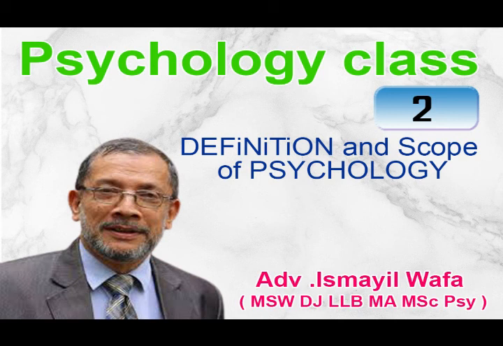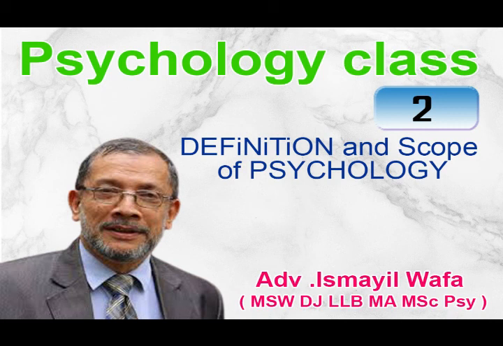Whenever we learn anything, especially in social science, we learn the definition. The simplest definition of psychology is that it is a scientific study of human behavior. Different psychologists have defined it in different ways. And what is behavior? We have already explained it in class 1. It is related to human behavior and mental processes.